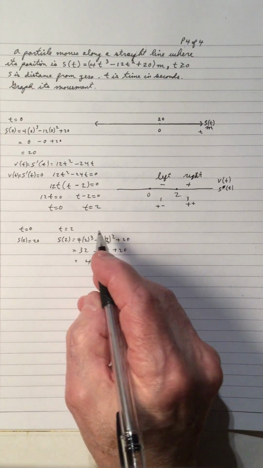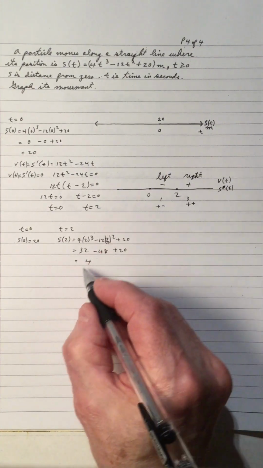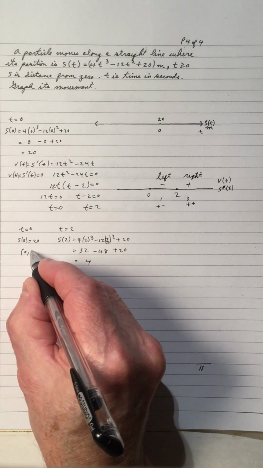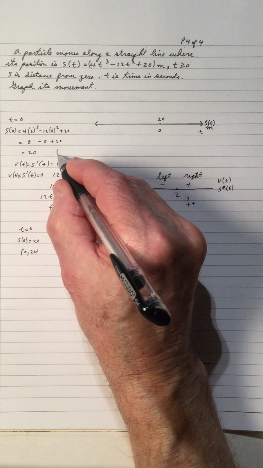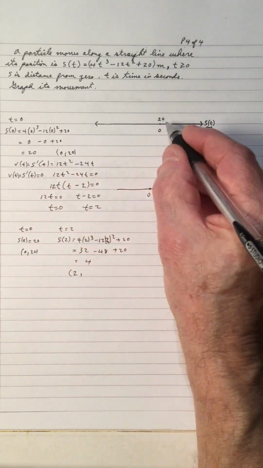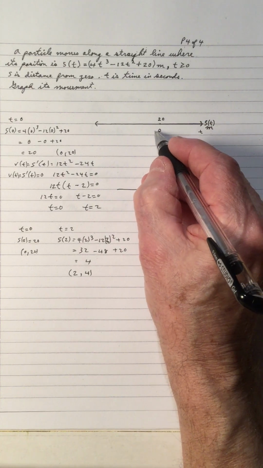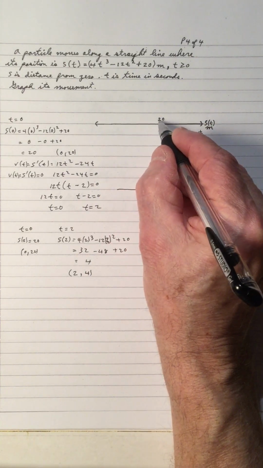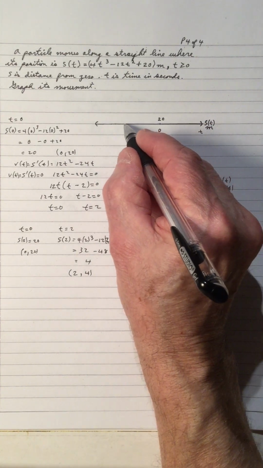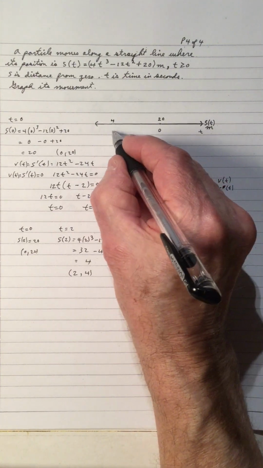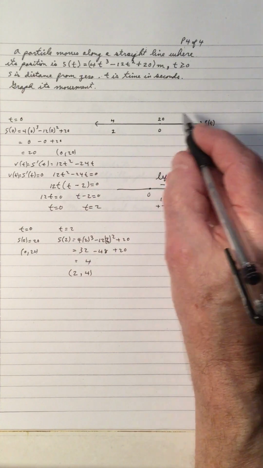So that means at 0 seconds it gives you 20, which is what I did here. Okay, 0 gives me a 20, and 2 gives me a 4. So that means at 2 seconds, the 20 is here, and let's say 4 is down here. So that means at 2 seconds.